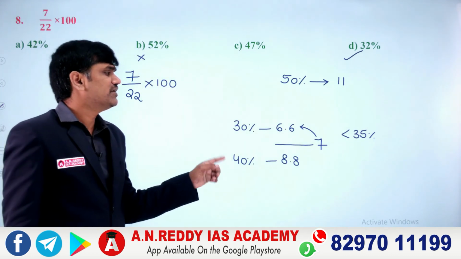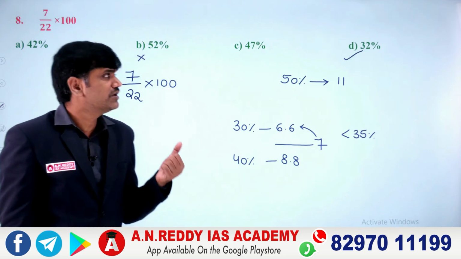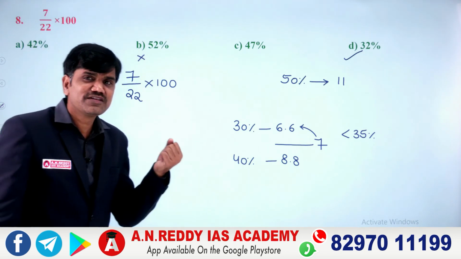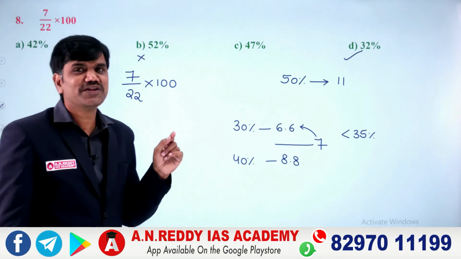That is between 30 and 40 and more nearer to 30. That's why it should be less than 35. There is only one option that is less than 35. That's my answer. So I am not going for cancellation over here.